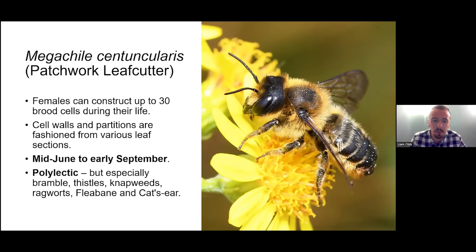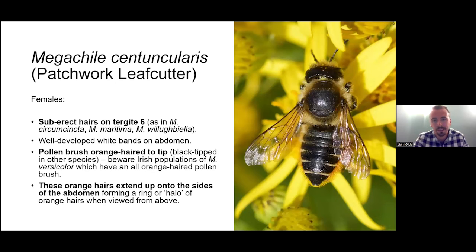And it's a polylectic species, which means that it visits a wide variety of different plant families in order to collect pollen. But it especially likes things like bramble, thistles, knapweeds, ragworts, common fleabane, cat's ear, that sort of thing. So the Asteraceae family is quite important, especially yellow ones, but not always yellow ones. The Asteraceae, the daisy family, is a really, really important food plant for them.